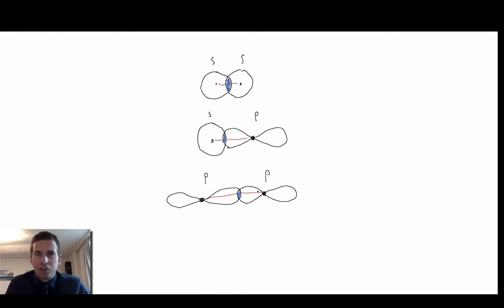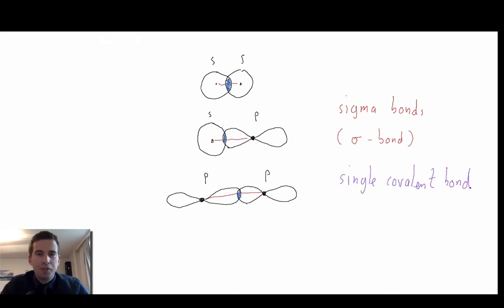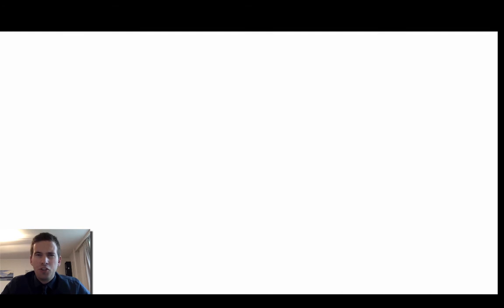So all of these are examples of what are called sigma bonds, which can either be written with words or with the sigma symbol. Now a sigma bond is what you get in a single covalent bond. It doesn't matter which of these 3 you have, they will all count as a normal single covalent bond. But that's not the only type of bonds you can get. You can also get overlap that looks like this.